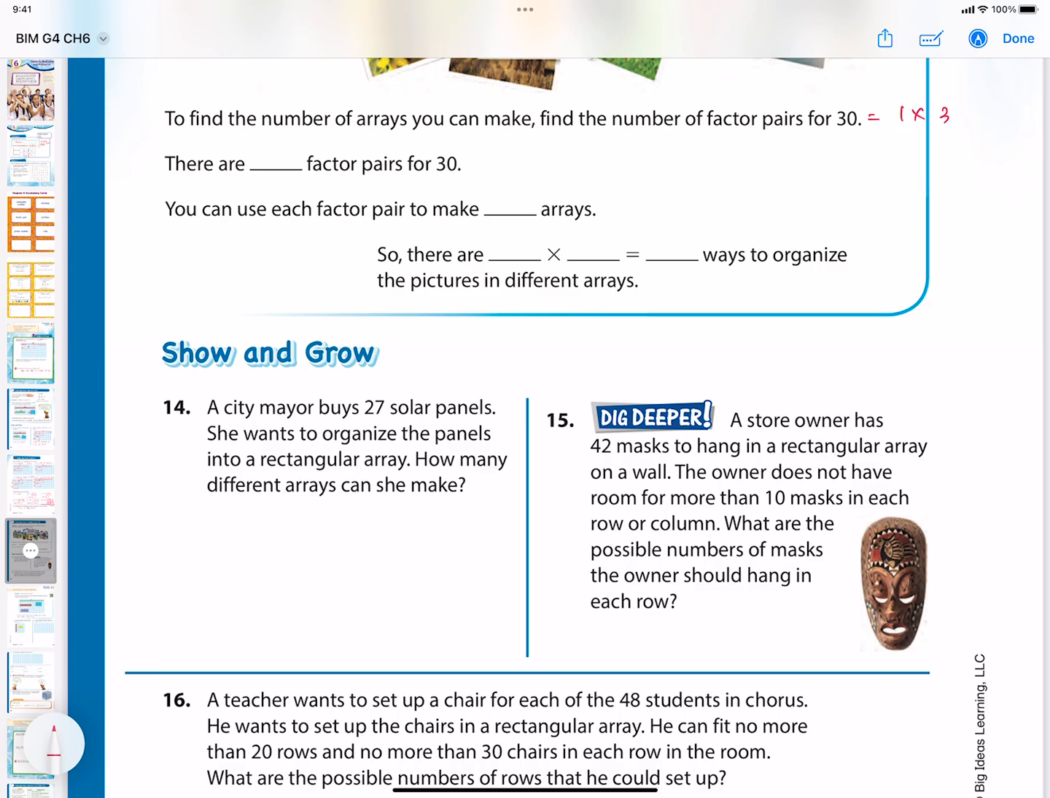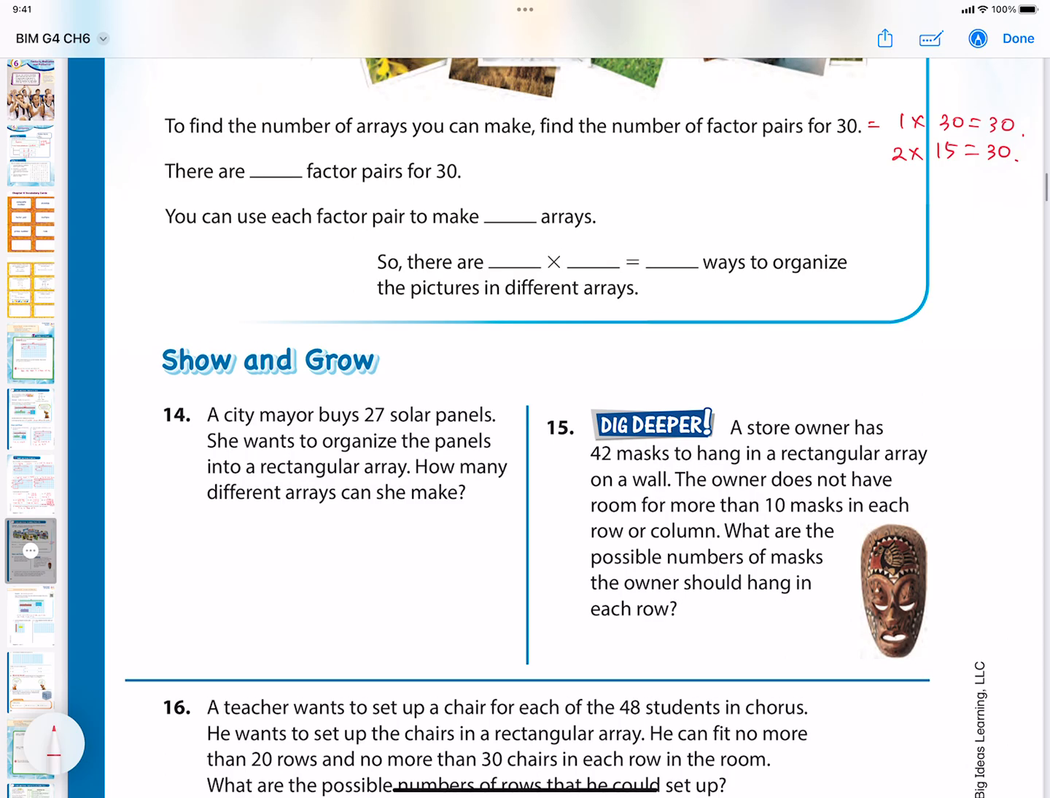Easy peasy, right? 1 times 30 is what? 30. Let's check from 1 and go up. 2 times, since I know this 30 is an even number, yes, 15 is what? 30. This is division, okay? So 30 divided by 2 is what? 15. You can see that, right? That's why we learn division first.